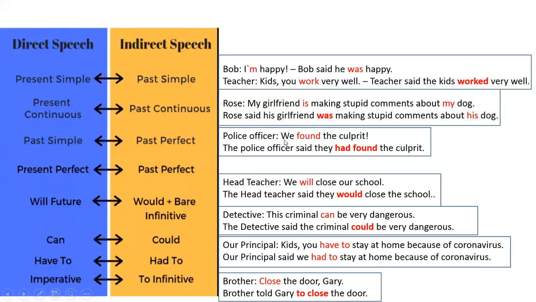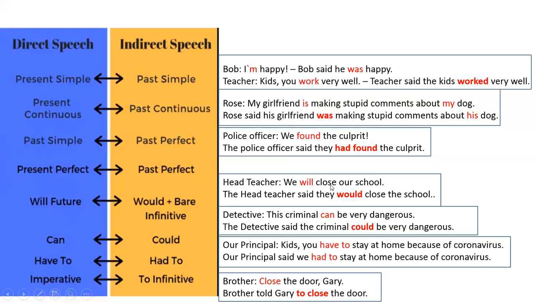Look through the next example. Police officer: We found the culprit. The culprit means a person who is guilty of committing a crime, and the police officer said they had found the culprit. Look, we kind of move one step back, yes? We go to an even earlier part of the past when we report something. Present perfect is changed to past perfect.